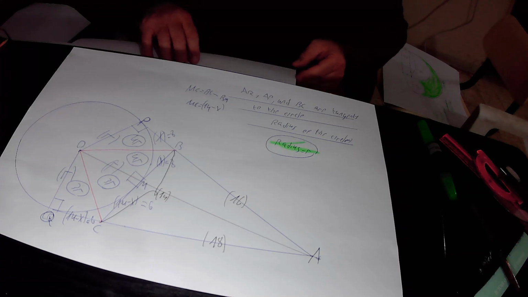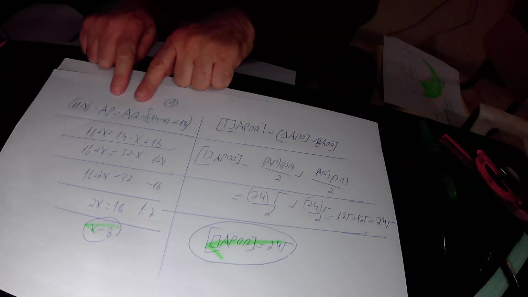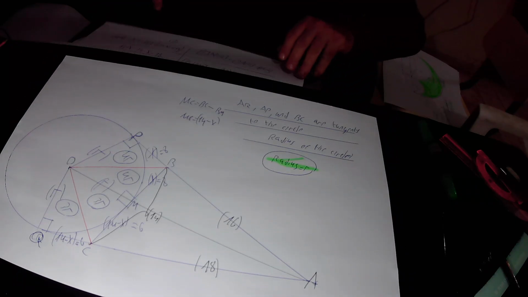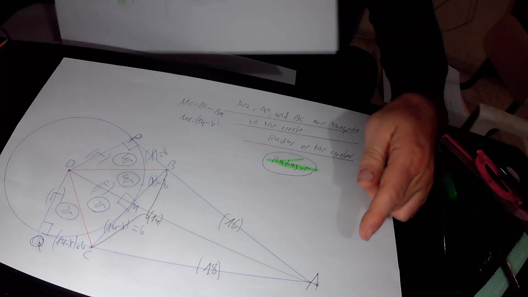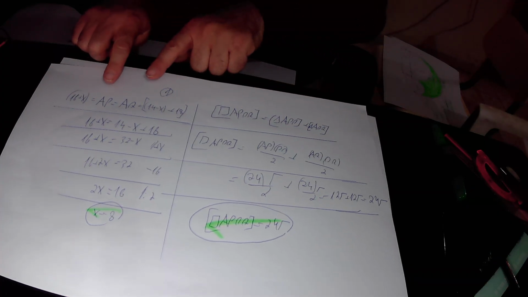According to rule 2, AP equals AQ. AP in total equals PB, that is x, plus BA, that is 16. So in total, PA equals 16 plus x. PA equals 16 plus x, and AP equals AQ.